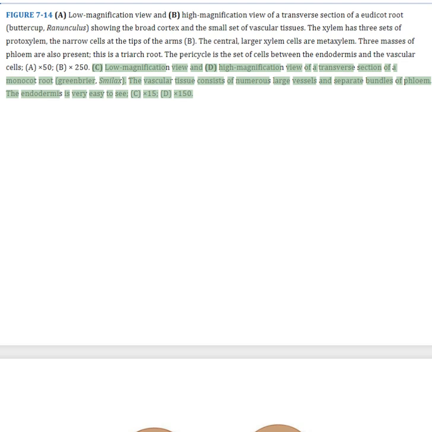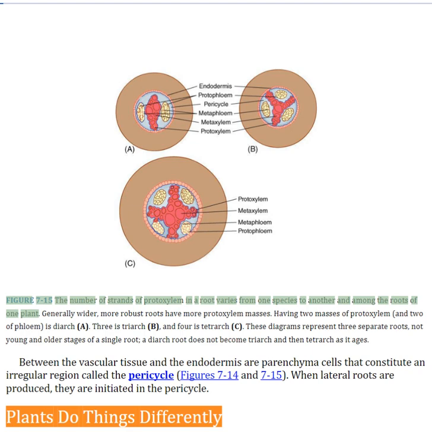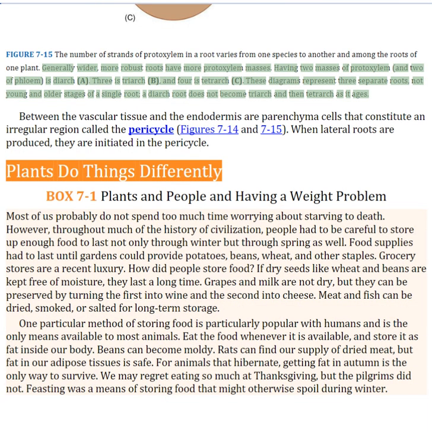The endodermis is very easy to see. Figure 7.15. The number of strands of protoxylem in a root varies from one species to another and among the roots of one plant. Generally wider, more robust roots have more protoxylem masses. Having 2 masses of protoxylem is diarch, 3 is triarch, and 4 is tetrarch.